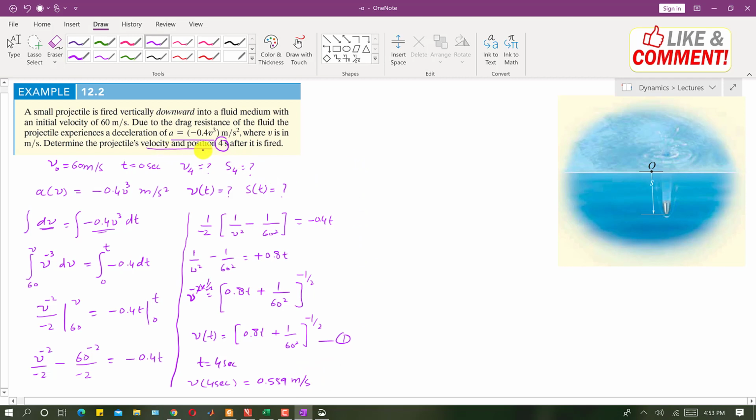Now we are also asked to find the position after 4 seconds. So we need the position as a function of time, so we are required to have this s of t function. First we will find that s of t.